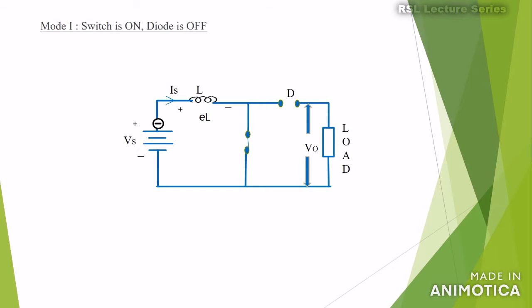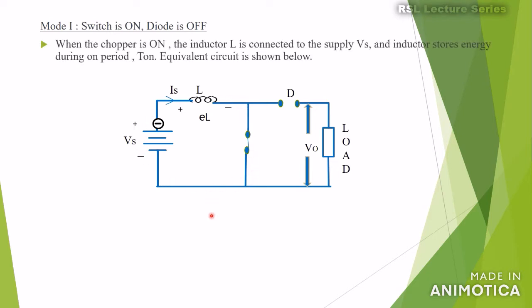Now we'll see mode 1 operation. Here the switch is turned on initially during mode 1 operation, and the diode is in the off state. Whenever the switch is turned on, the current will start flowing through the device. The current will flow from Vs plus through the inductor, through the switch, and complete its path through Vs minus. Whenever the current starts flowing through the device, the inductor current will rise exponentially. The inductor will start storing energy. During the on time of the chopper, the inductor will store energy. At the same time, the inductor current will rise exponentially.